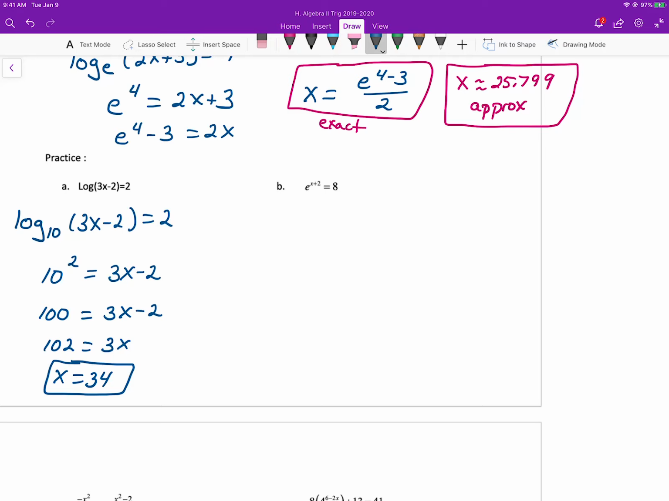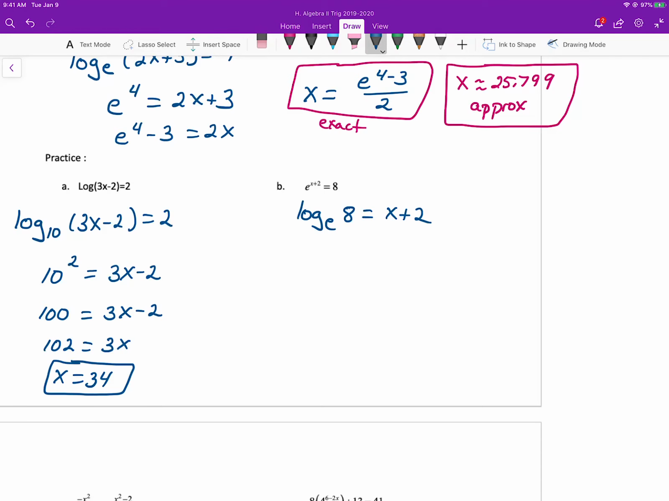And for B, if our variable is in the place of the exponent, we have an e on the left side and 8 on the right side. There's no way I can make those bases the same, so I'm going to convert to a logarithm. So I'll have log with a base of e. Now I'm going to put the 8 next, and equals x plus 2.